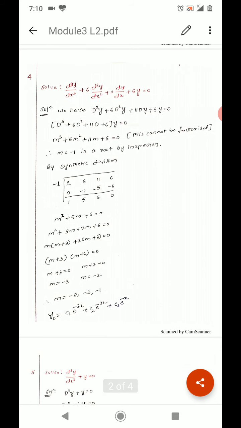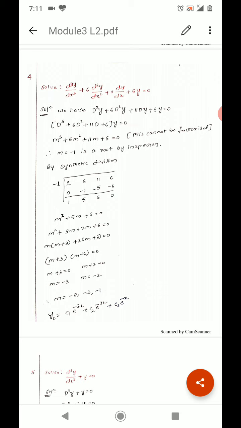Next problem. d³y/dx³ + 6 d²y/dx² + 11 dy/dx + 6y = 0. So this is written in terms of capital D, that is D³y + 6D²y + 11Dy + 6y = 0. Taking y as a common factor, that will become (D³ + 6D² + 11D + 6)y = 0.